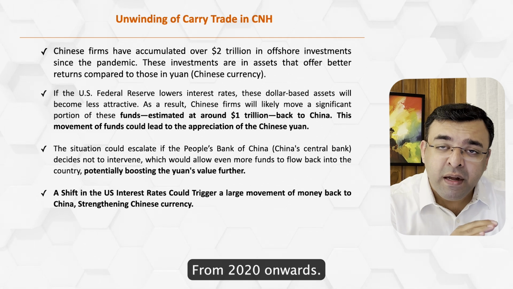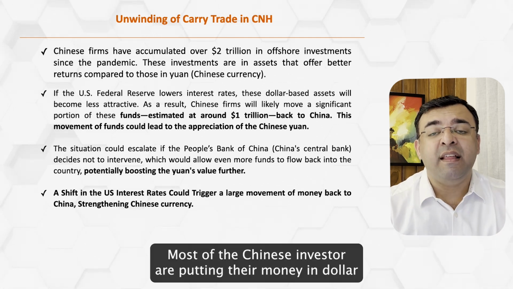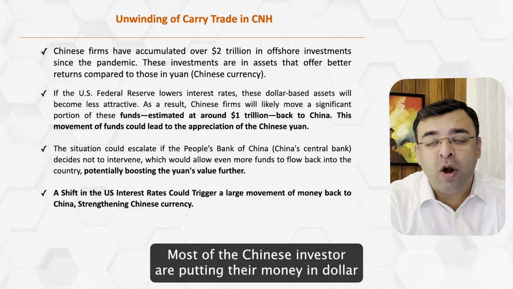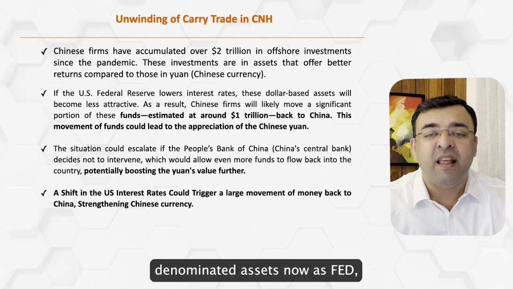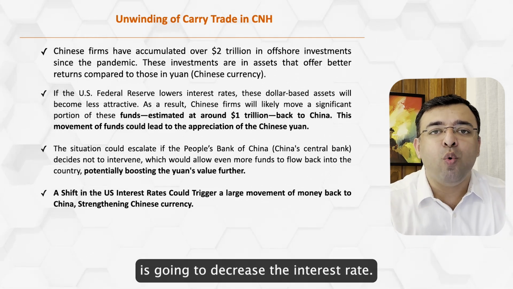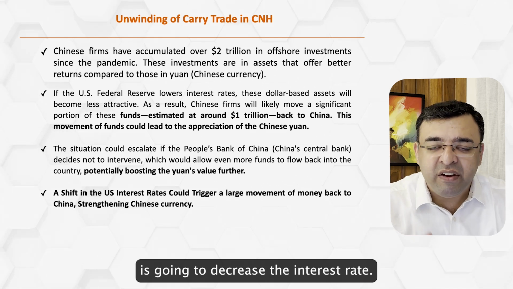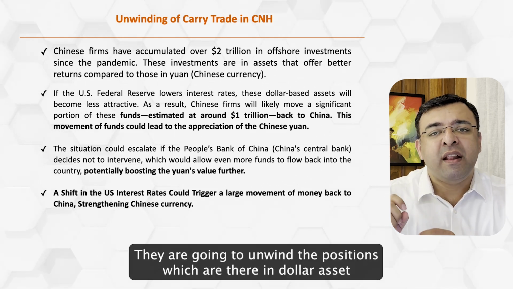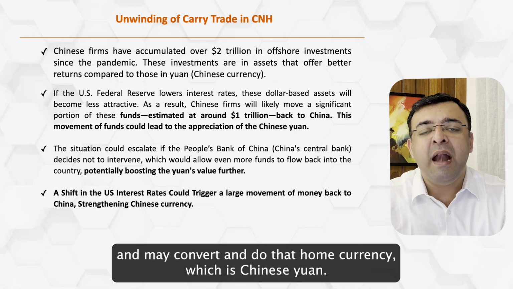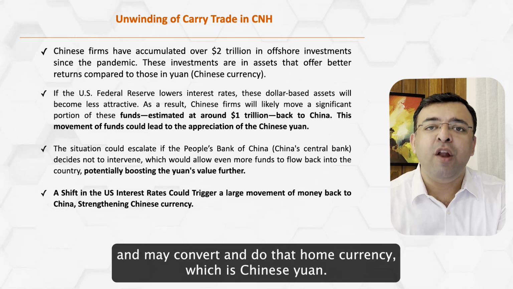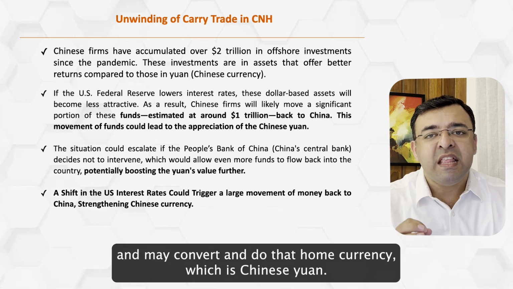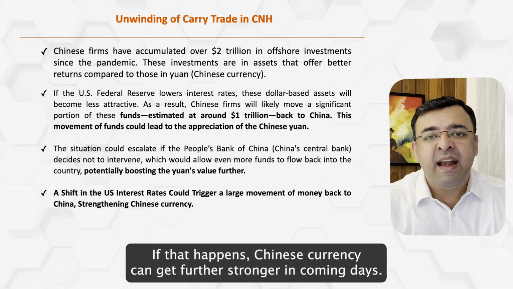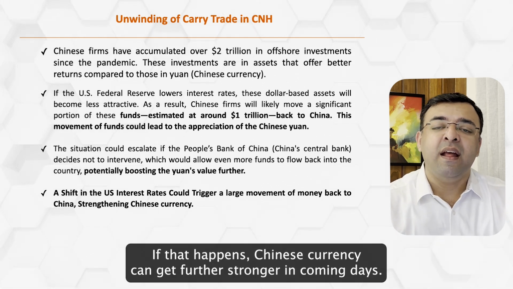From 2020 onwards, most of the Chinese investors were putting their money in dollar denominated assets. Now, as Fed is going to decrease the interest rate, they are going to unwind their positions which are there in dollar asset and may convert into their home currency, which is Chinese Yuan. If that happens, Chinese currency can get further stronger in coming days.